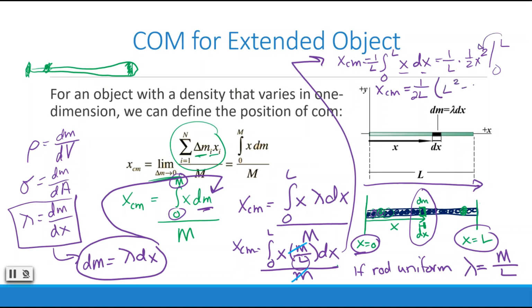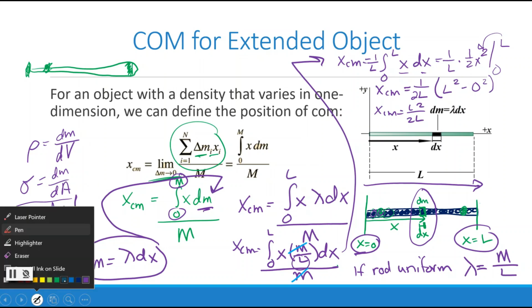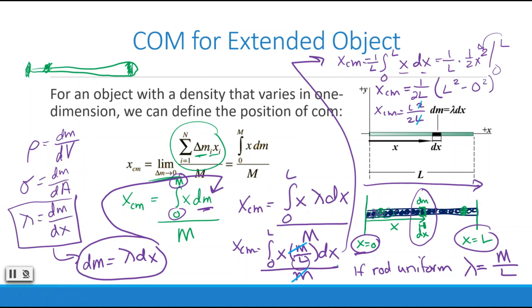I'm going to get L squared minus 0 squared. And the position of my center of mass is going to be L squared over 2L. So one of those L's is going to cancel. And this tells me that the position of my center of mass is L over 2. And so that tells me that the center of mass is going to be dead in the center of this rod, which makes sense because we assume that the rod is uniform.